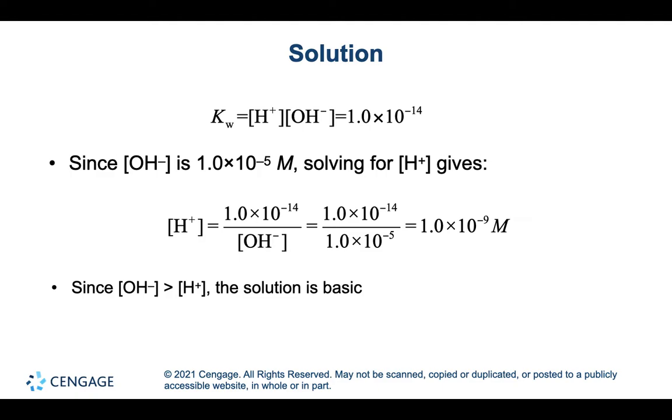So the relationship was Kw equals H plus times OH minus, and that equaled 1 times 10 to the minus 14. If we plug in 1 times 10 to the minus 5 molar for the OH minus, then we divide both sides by that, we get 1 times 10 to the minus 14 divided by 1 times 10 to the minus 5, and we get the H plus is 1 times 10 to the minus 9. Since our H plus is 10 to the minus 9 and our OH minus is 10 to the minus 5, we have a bigger molarity of OH minus than H plus, so we would call that solution basic.